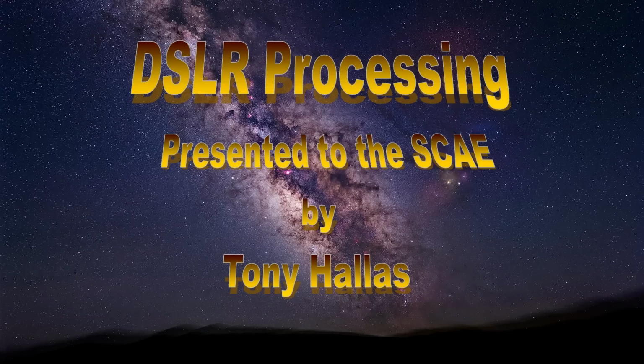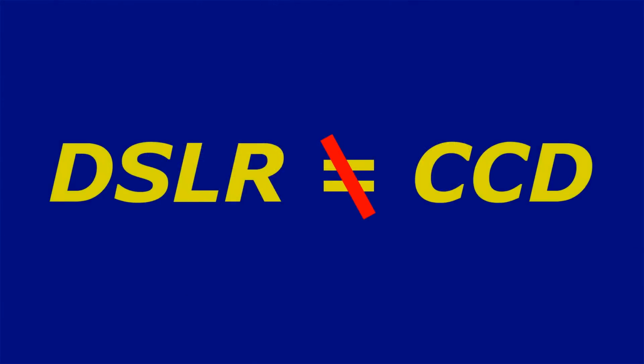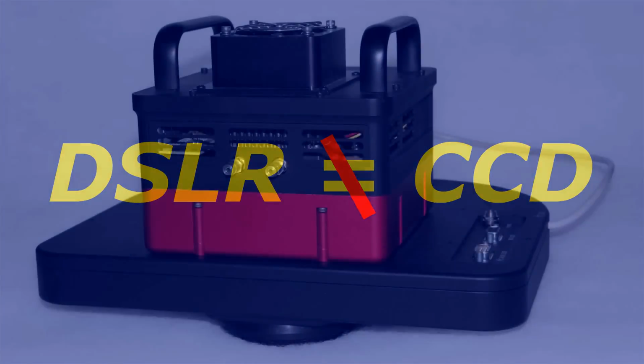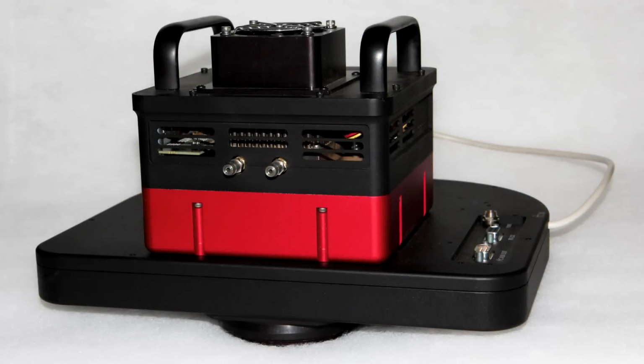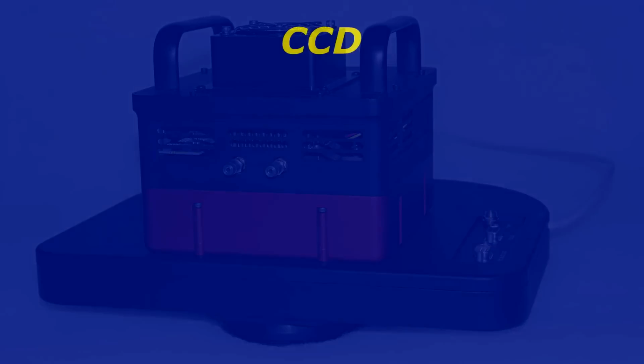Okay. So first thing I'm going to say is a DSLR is not a CCD. That's where everybody makes their first mistake. They think that they're the same, and they're not. They're not even close. This is a CCD camera. You've all seen cameras like this, of course. It's got regulated cooling, it's got filters, it's got a different kind of chip. There is no way that a DSLR is going to be like a CCD.